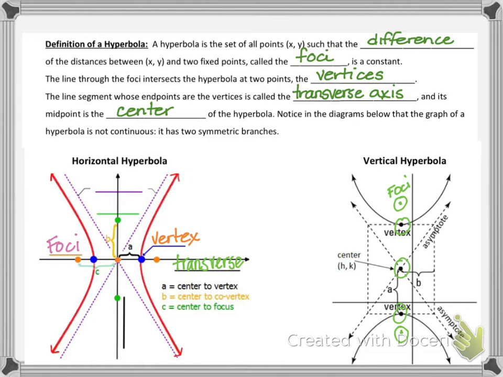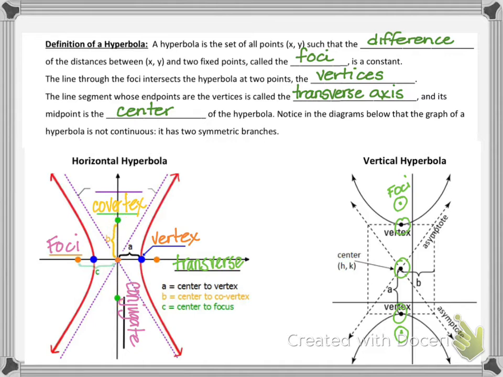The transverse axis is always going to be perpendicular to the conjugate axis, and this is right here. The conjugate axis is tantamount to the minor axis that we discussed in ellipses. We also have what we call co-vertices. Co-vertices are minor vertices, basically. So I'll call it co-vertex here, but there's 2 of them. There's this one and this one.